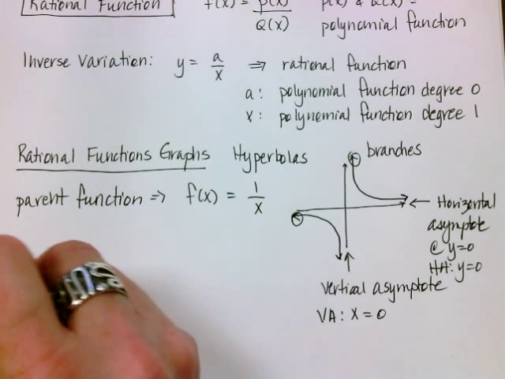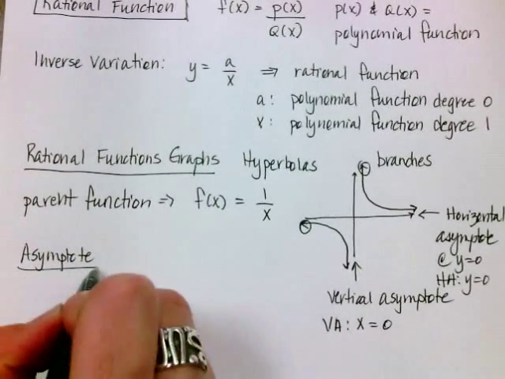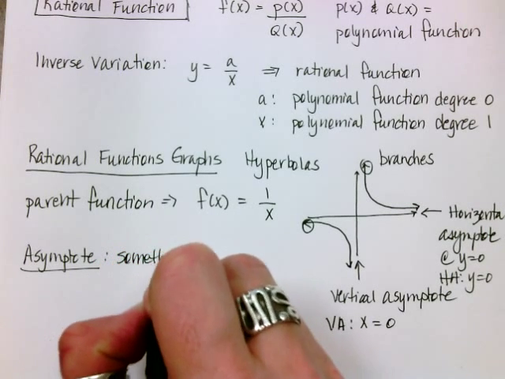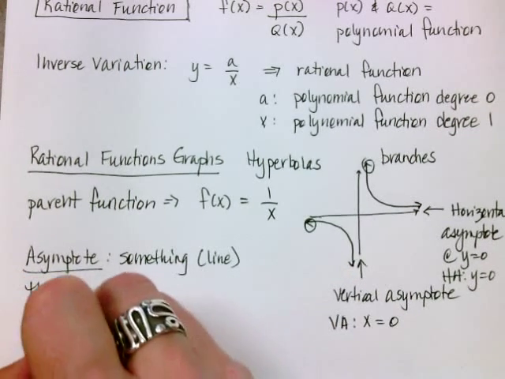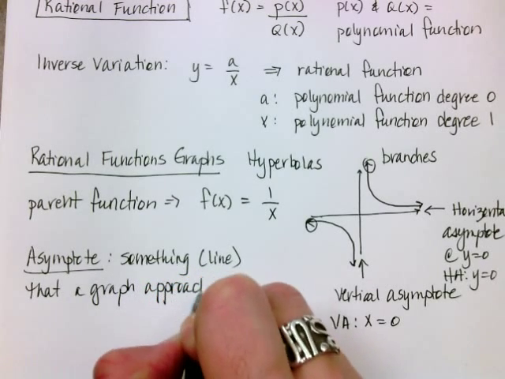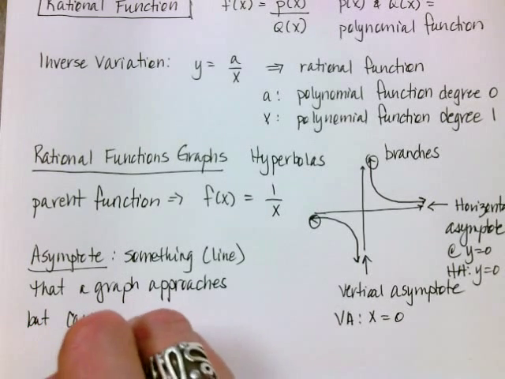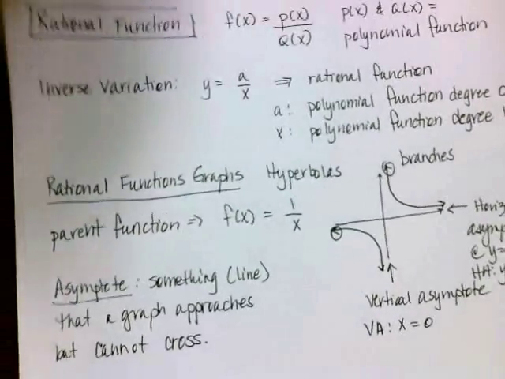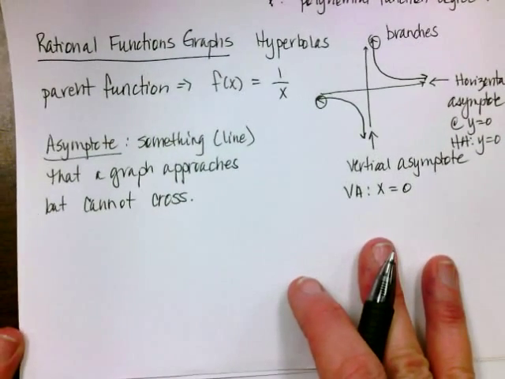Remember, I'll give you a more precise definition of an asymptote. Technically it is a line that a graph approaches but cannot cross. It's going to get really close, infinitesimally close, but it's never actually going to cross the asymptote, at least for right now.